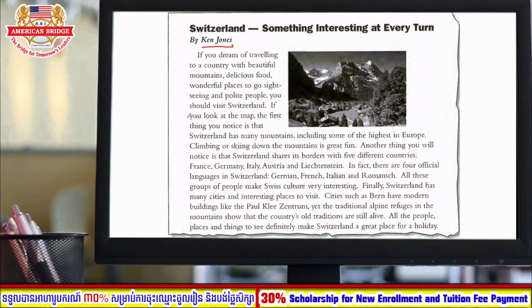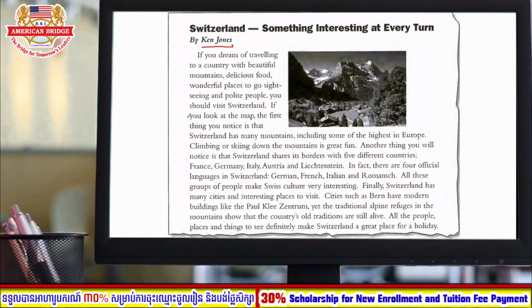So to learn more about the paragraph, I would like all of you to read this along with me to get a better view of what a paragraph is. So if you dream of traveling to a country with beautiful mountains, delicious food, wonderful places to go sightseeing, and polite people, you should visit Switzerland. If you look at the map, the first thing you notice is that Switzerland has many mountains, including some of the highest in Europe. Climbing or skiing down the mountains is great fun.